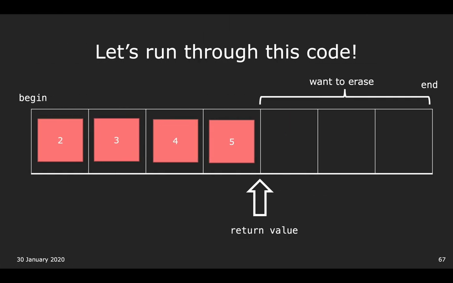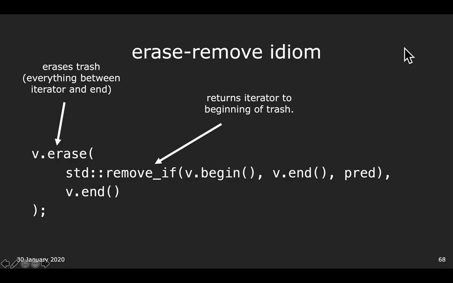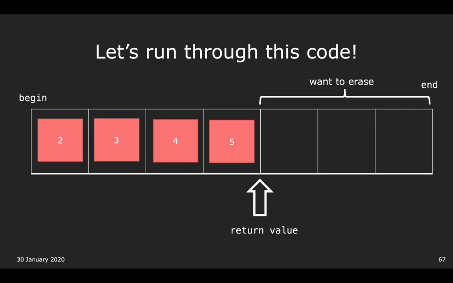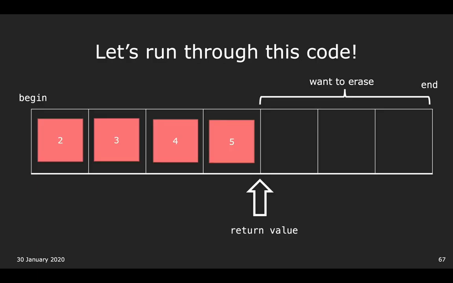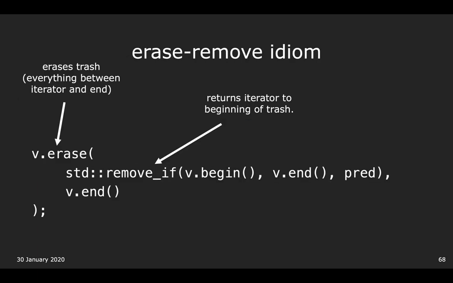So this is called the erase-remove idiom, where you call erase on two iterators. The first iterator is whatever remove_if returns. Remove_if returns this iterator. And then you want to move all the way up to v.end, which is this. Okay, this is a really common idiom. This is called the erase-remove idiom.